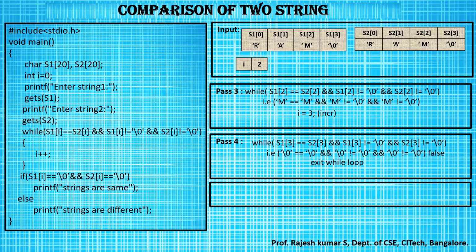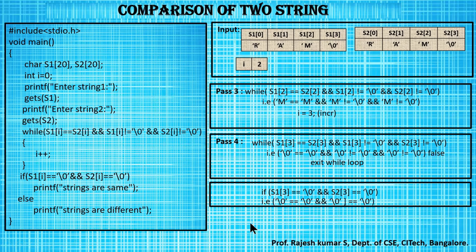When we come out of the while loop, we are using an if statement here. What is the use of this if statement? We are checking whether we have reached the end of the string. Whether we have reached the end of both the strings, we have to check once. For example, here S1 of I, what was our updated I value? I value was 3. We are checking whether S1 of 3 double equals null. Did we reach the end of the first string? Yes. And S2 of 3 double equals null. Did we also reach the end of the second string? Yes. If both the conditions are true, I'll be printing.